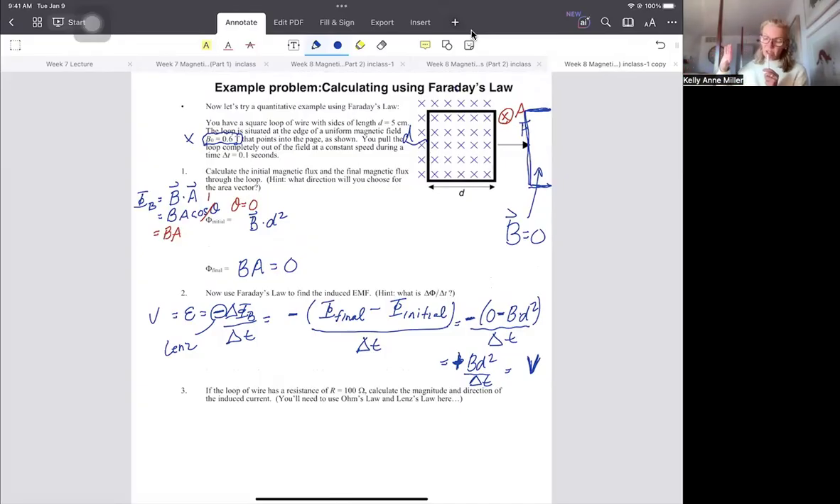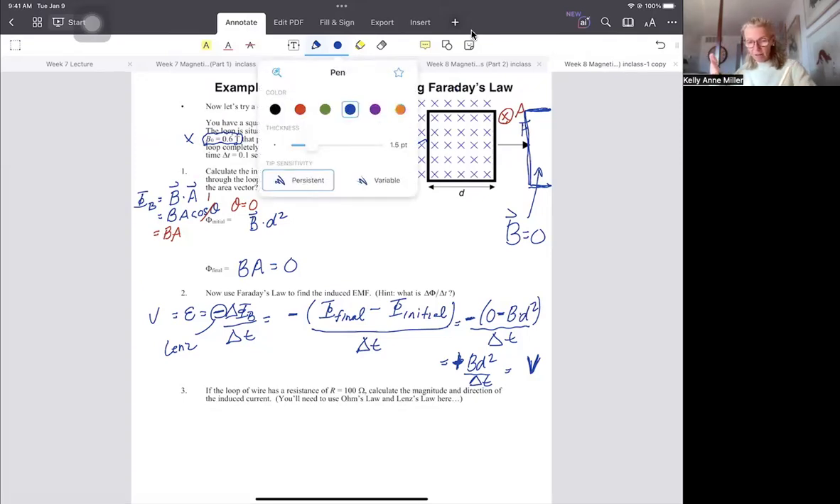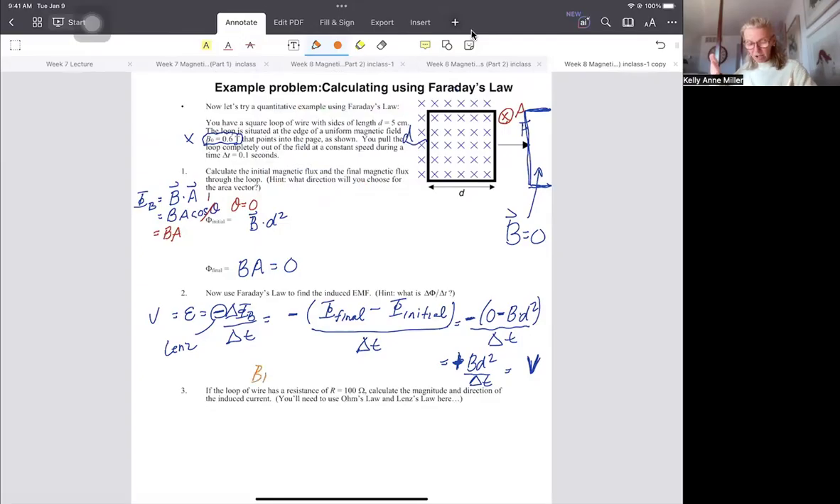So the induced B field, let me write this, B induced is also going to be into the page, right? And so I point my thumb into the page and my fingers rotate for the direction of the current, and that is indeed clockwise. So the current would go like this. Does that make sense?